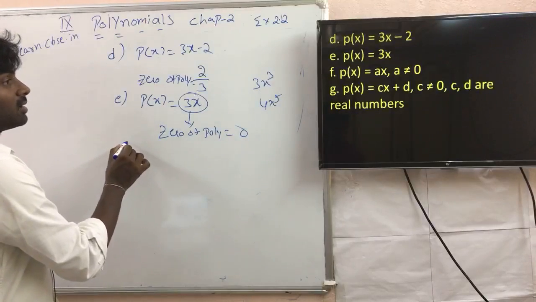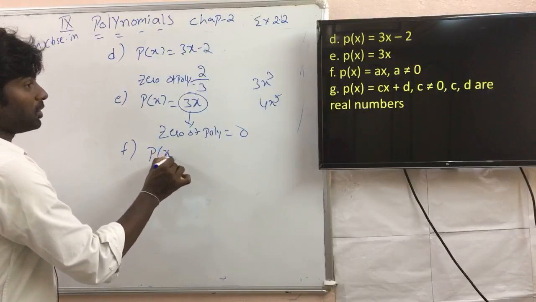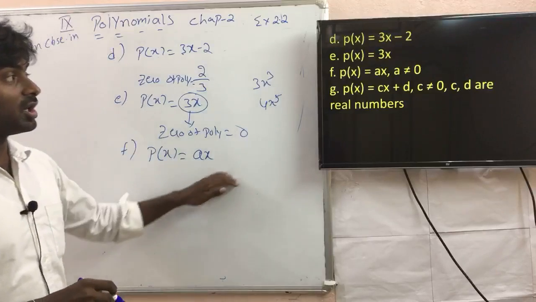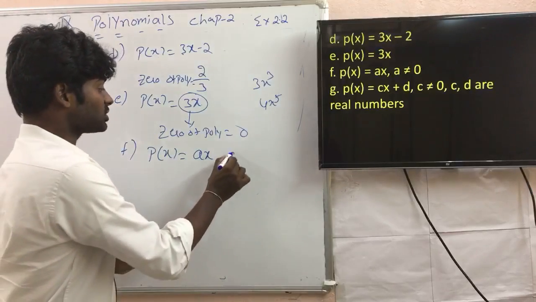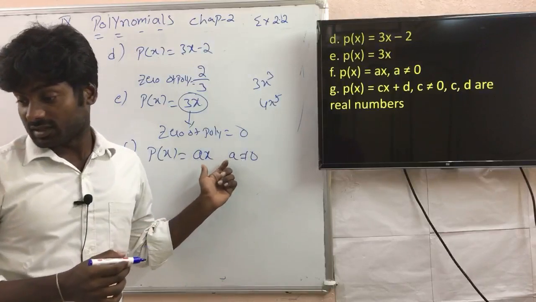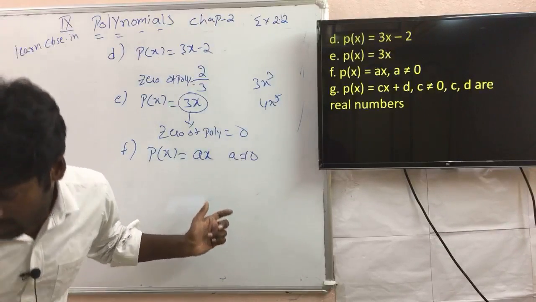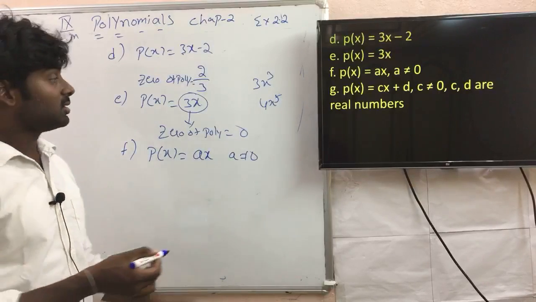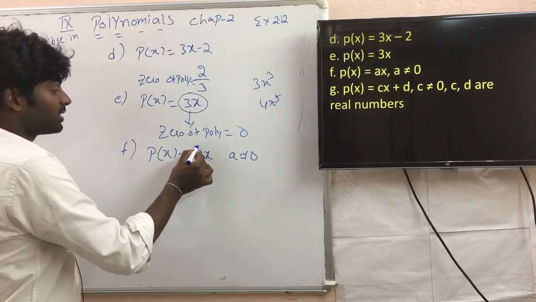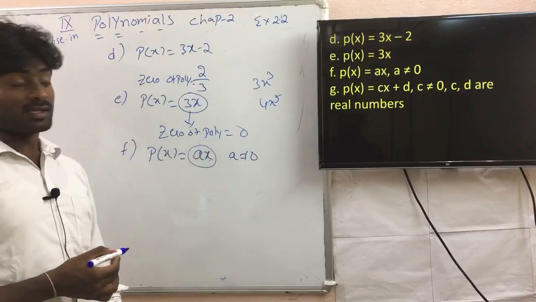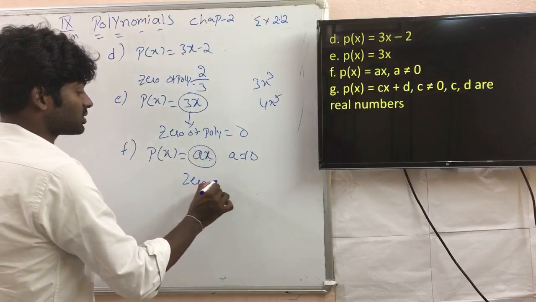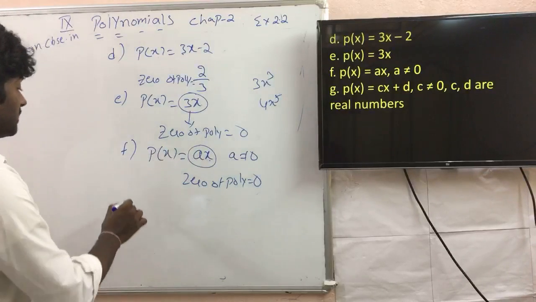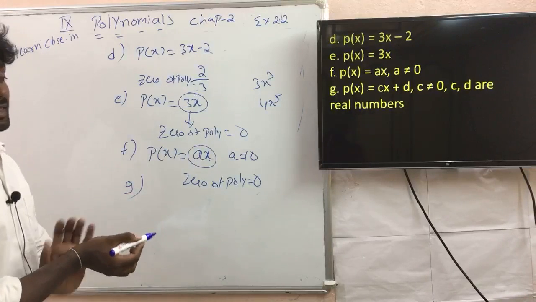Sixth one, p of x equals ax, where a is not equal to 0. What is the zero for this? Again it is 0. At x equals 0, you will get the entire value of the polynomial as 0. Again, in this case also the zero is 0 itself. Last question.